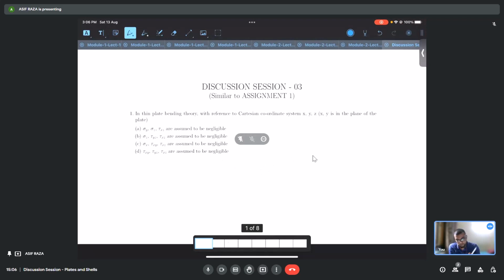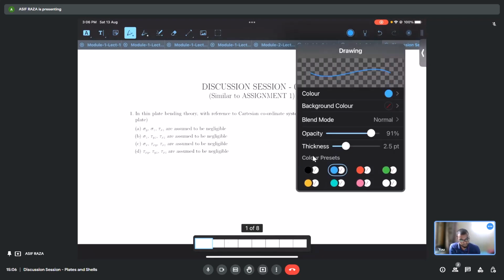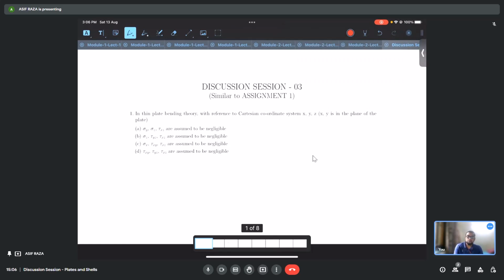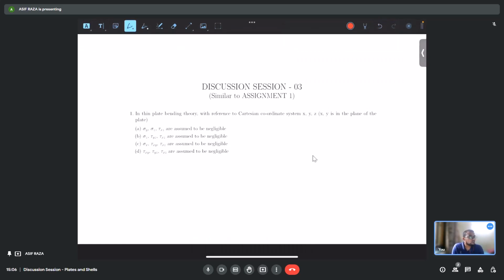So let's start. The first question is in the thin plate bending theory with reference to Cartesian coordinate system xyz, where xy is in the plane of the plate. The first option is sigma y, sigma z and tau xz are assumed to be negligible. Second option is sigma z, tau yz, tau xz are assumed to be negligible. Third option is sigma x, tau xy, tau xz are assumed to be negligible, while the fourth option is tau xy, tau yz, tau xz are assumed to be negligible.